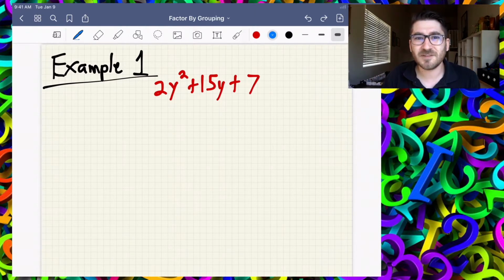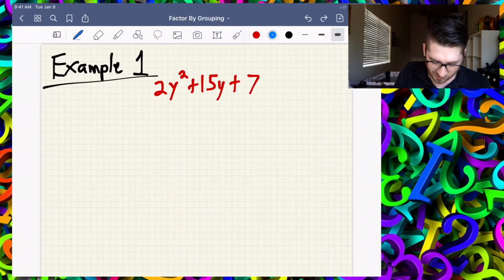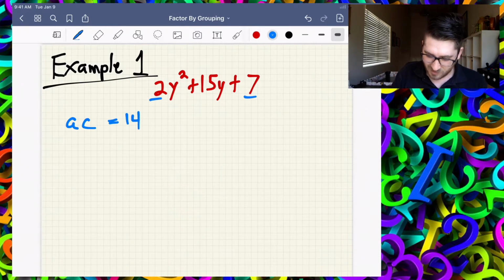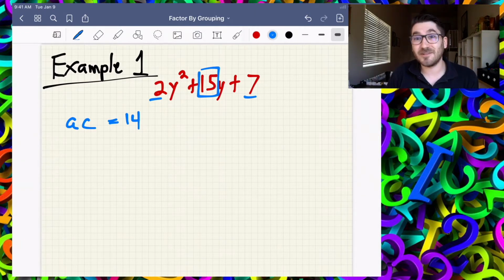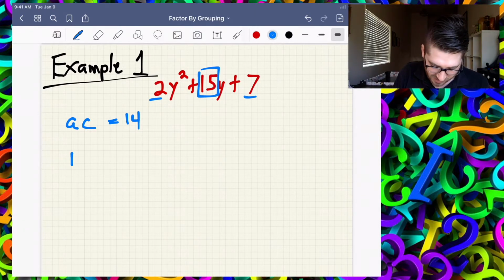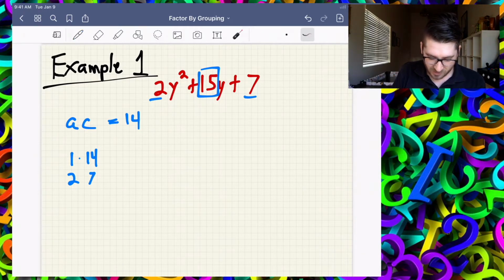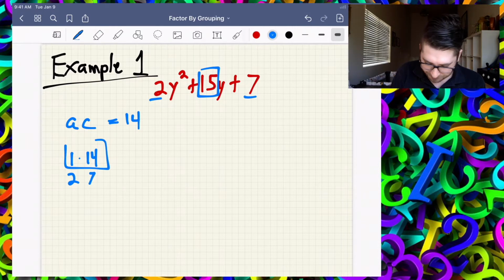2y squared plus 15y plus 7. So our first step we're going to do is multiply a times c, so that would be 2 times 7, we get 14. Then we're going to list all of the factors of 14, and we're going to be taking a look at what are all the factors that add to 15. So let's start. We got 1 times 14, 2 times 7. And you know what? We have found it already. We have 1 and 14. Those, in fact, add to 15, right? So those are the two factors we're going to be using.